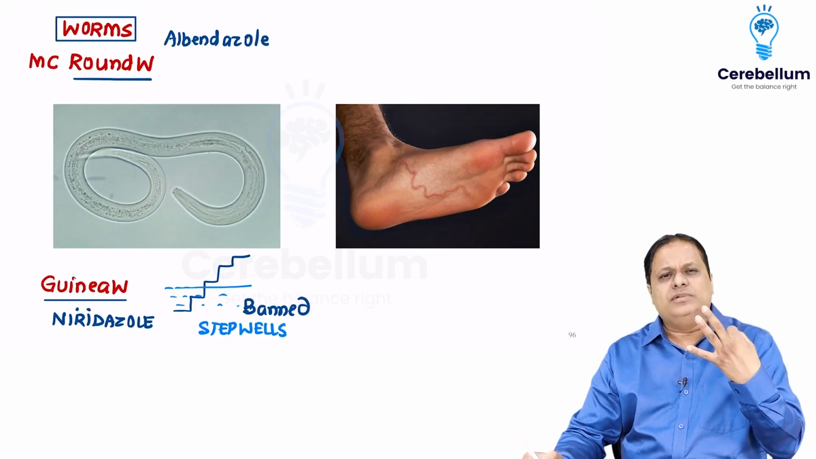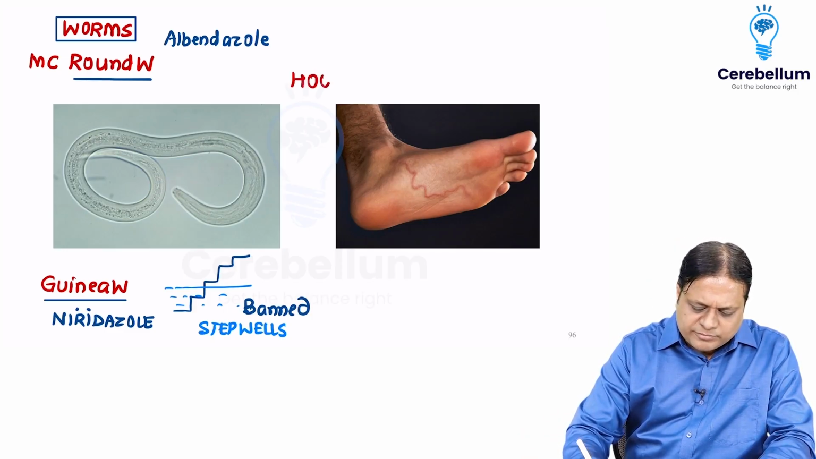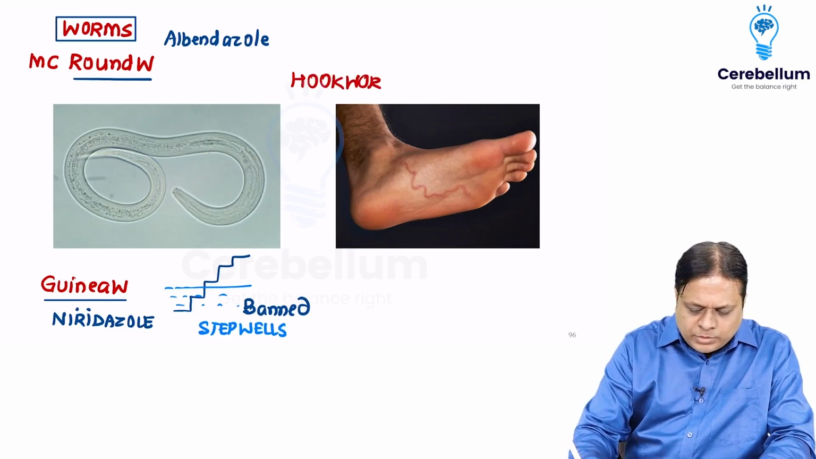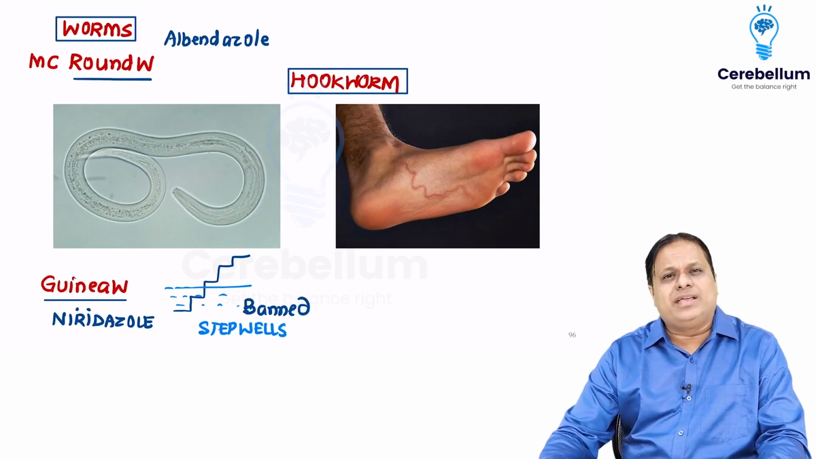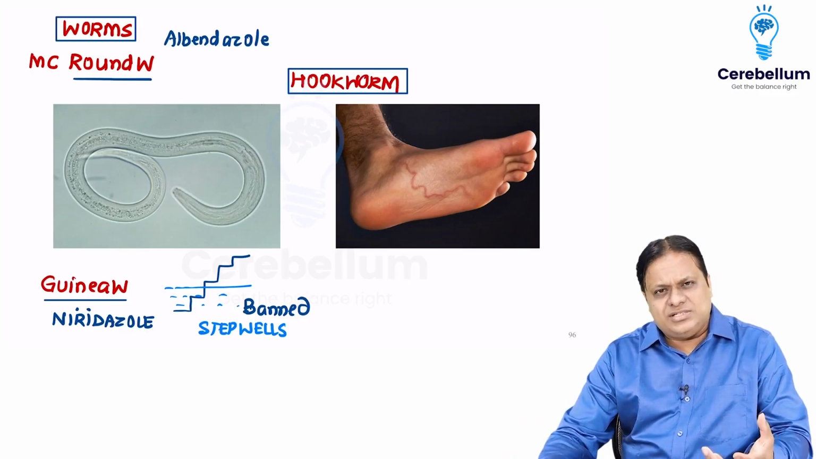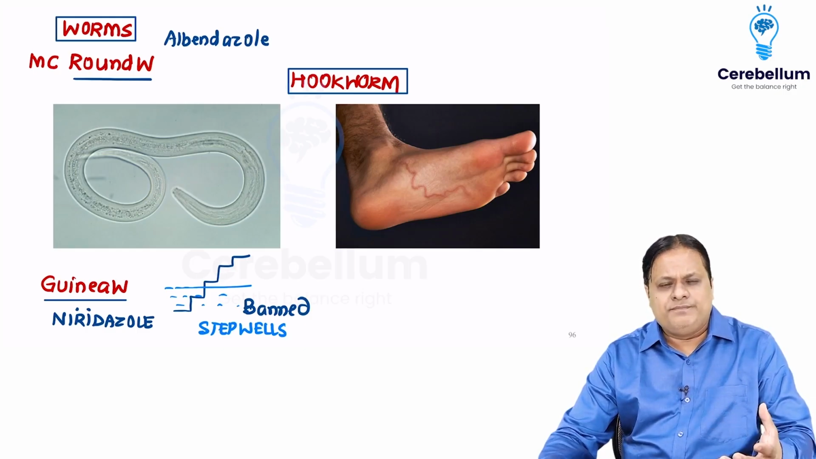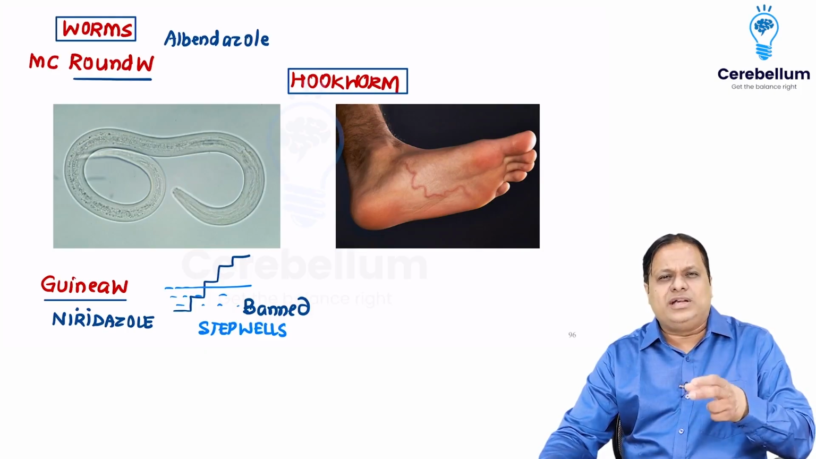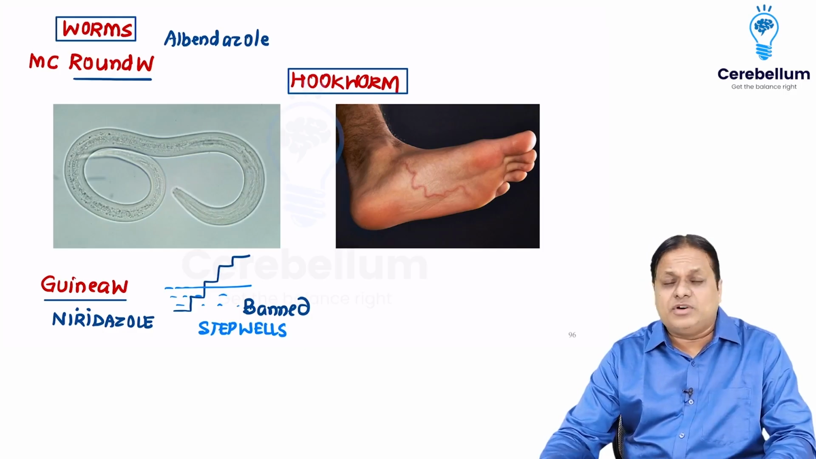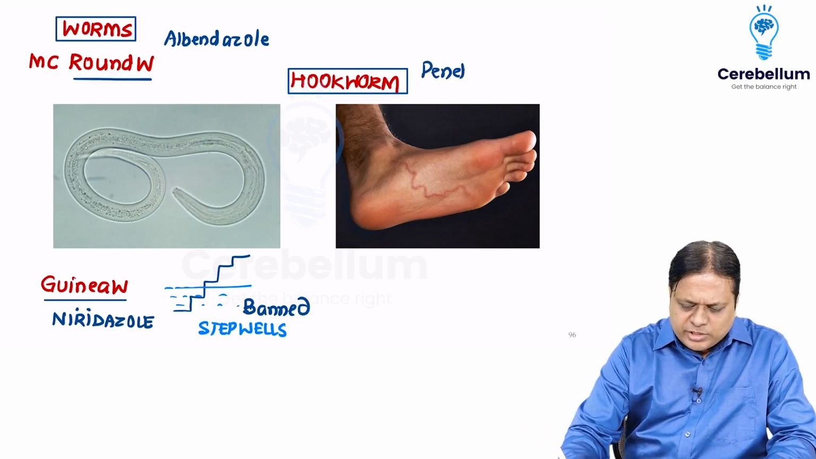The third type of worm shown on your screen right now is hookworm. Two types, Ancylostoma duodenale, resident of duodenum, and Necator americanus. How does it reach human beings? Whereas roundworms were fecal, guinea worm dracunculiasis was consumption of water containing cyclops infected with guinea worm embryos. Hookworm is penetration of the skin of the foot.